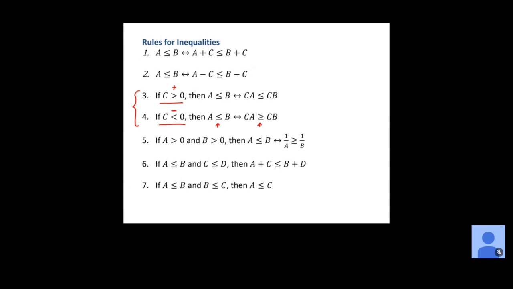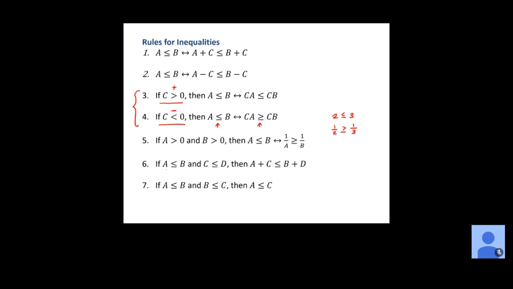And then these other ones here are nice to know, but not extremely important in solving inequalities. If we have an A and a B value, both being positive, and A is less than or equal to B, then the fraction 1 over A has to be greater than or equal to the fraction 1 over B. So if you say 2 is less than or equal to 3, therefore 1 over 2 has to be greater than or equal to 1 over 3. So 1/2 is bigger than 1/3. That's all that really says.